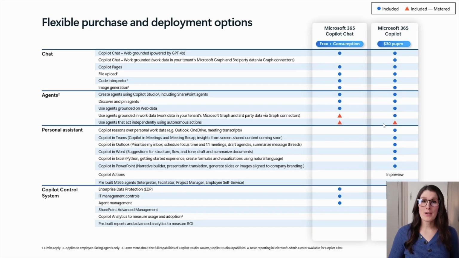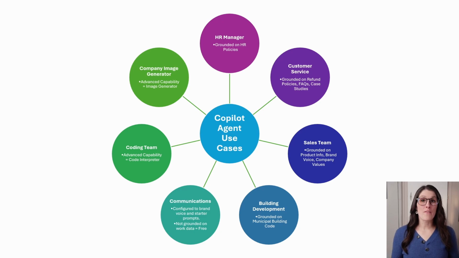My pro tip here is that if you are still unsure about the differences between the $30 standalone license versus this free version, then I will include a link to another video comparing the two so that you can understand them better. We have also discussed various use cases throughout this tutorial, and this slide here just brings it all together, showing you the different examples and ways that your organization can start to create agents today.